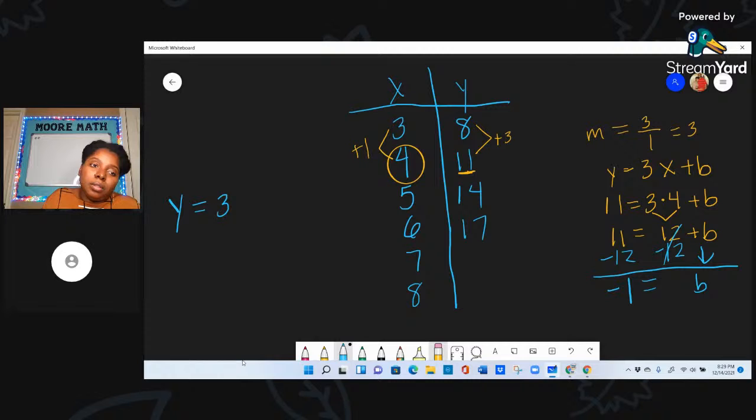Y equals 3x plus negative 1. Good. Minus 1. Yeah. So we could just do minus 1. If you put plus negative 1, that would still technically be correct. But we usually say minus 1. Okay. Was that a lot easier? Yeah. Okay. I just want to make sure.